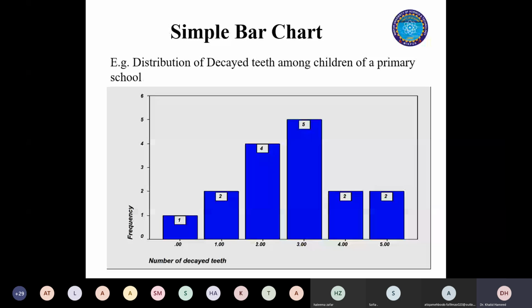So that's an example of a simple bar chart. A simple bar chart represents only one thing. Along the y-axis, you have the frequency, and along the x-axis, you have the decade. So normally, when it comes to a bar chart, we have 2 axes. One is the x-axis, and the other one is the y-axis.